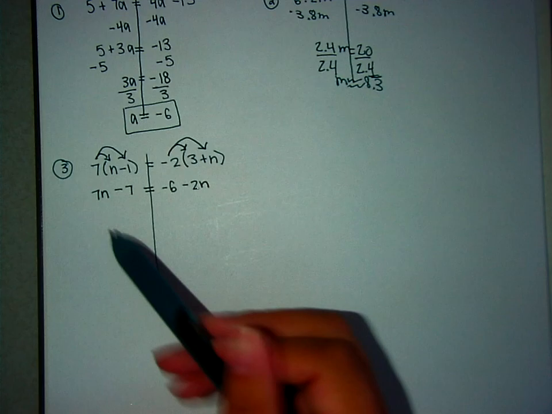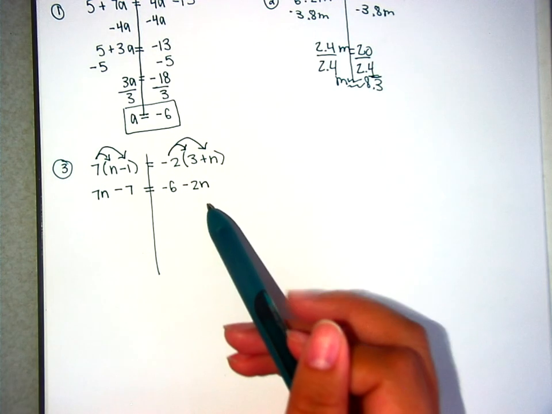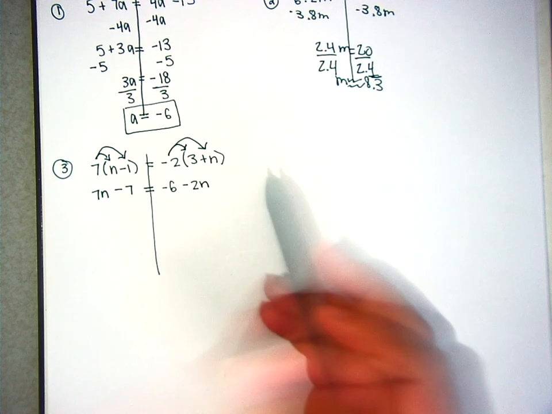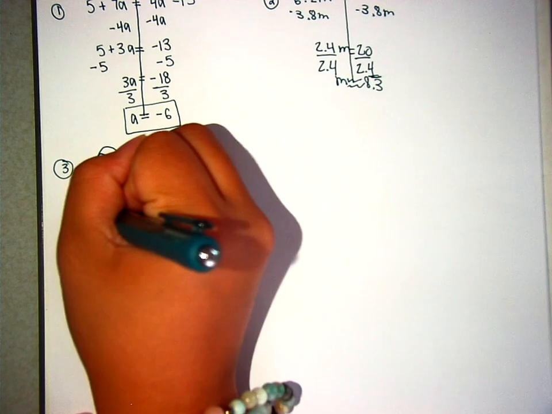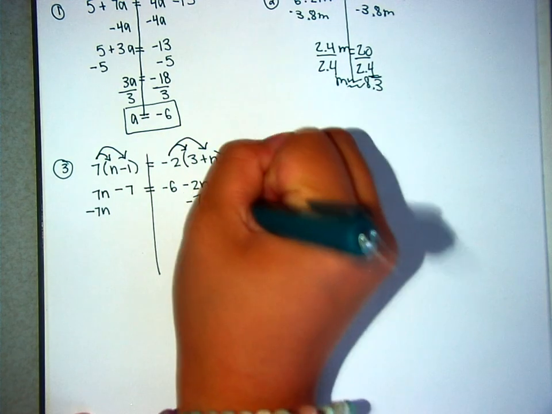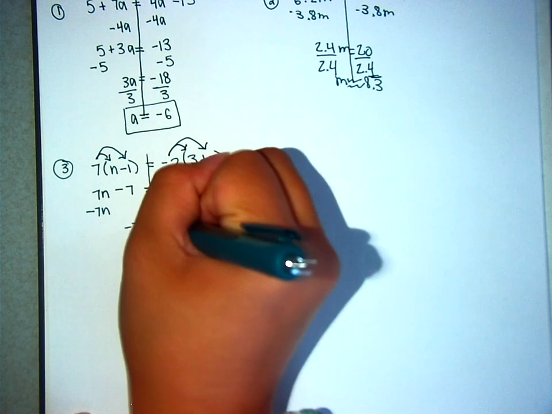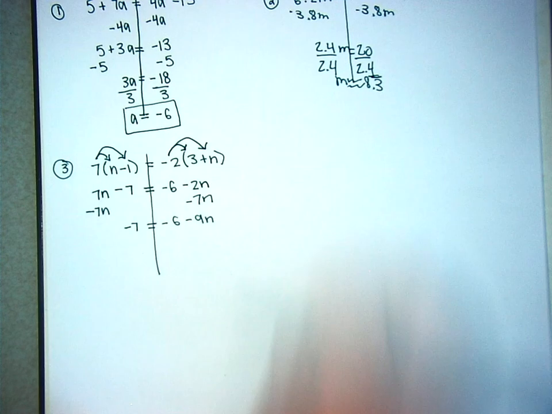Now we have 7n on the left, and we have a negative 2n on the right. Which side do we want to do? Do we move it to the right or to the left? It can be either, but which one do you want? Right. Okay, we're going to move the 7n to the right. So we're going to subtract 7n. So we have negative 7 equals negative 6 minus 9n.